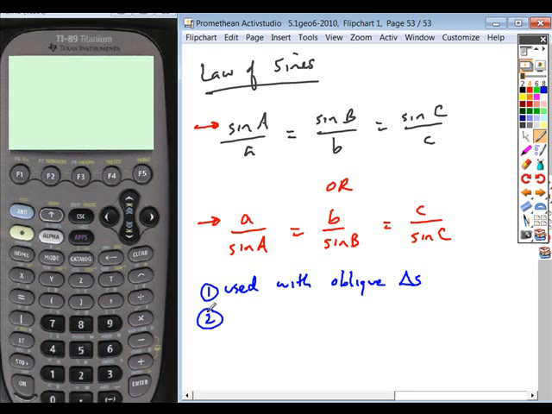So the law of sines is going to be used for any pattern that involves two angles, so ASA or AAS, and it's also going to be used for SSA. So if I give you two sides and the non-included angle, you can use the law of sines to find the remaining pieces of information. If I give you any two angles and then a side, whether it's between the two angles or opposite one of them, you'll use the law of sines.